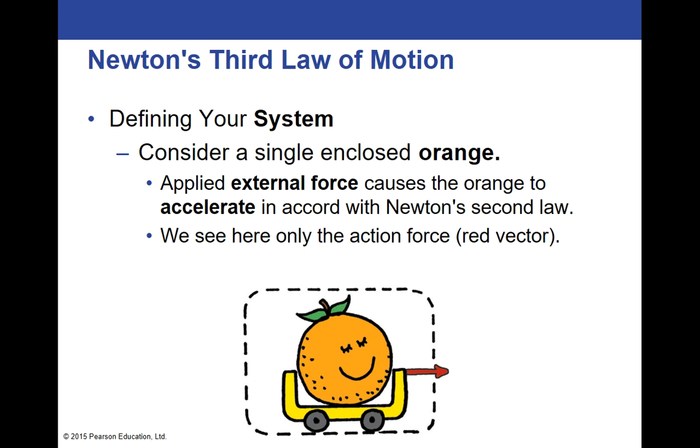All right, so a huge help in identifying third law action-reaction pairs, or in identifying third law effects, is to consider a system. So define a system. What objects are we worried about? We consider a single enclosed orange, an orange on a cart. Why not? So an applied external force, the red arrow, indicates that the cart is being pulled to the right. The applied external force causes the orange to accelerate according to Newton's second law, force divided by mass.